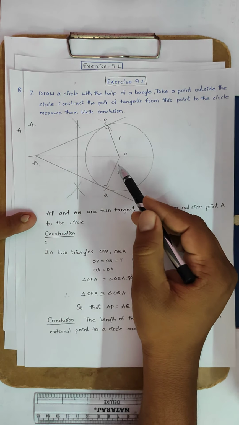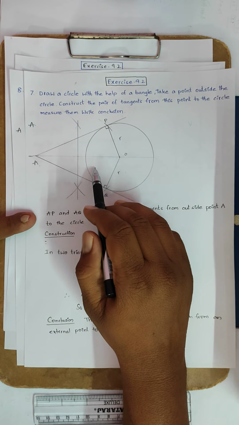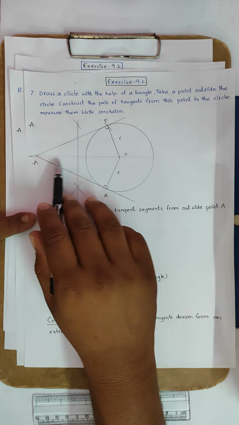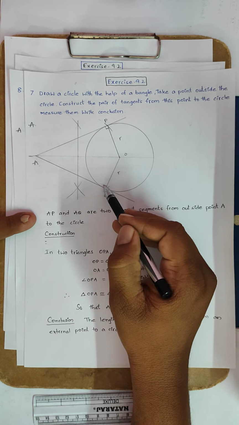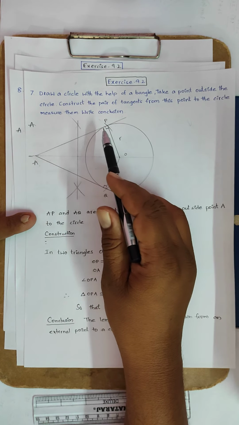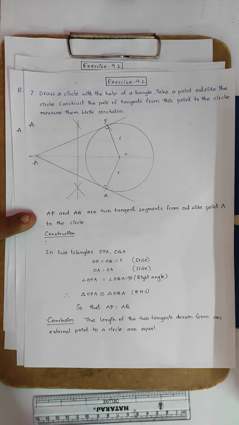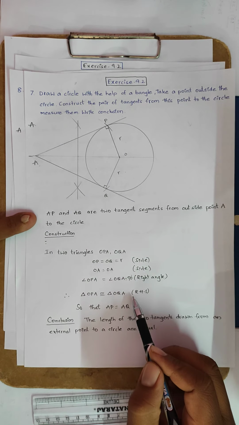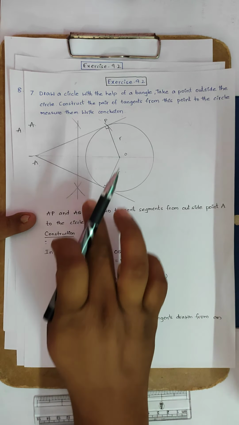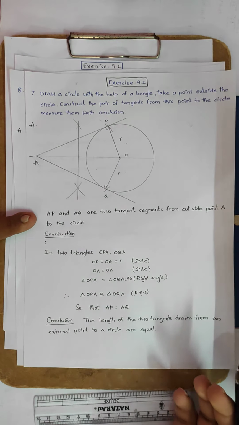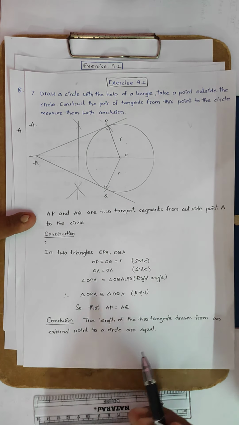In these two triangles the radius is the same, so one side is the same. For these two triangles the common side is OA, so another side is also the same. And at point Q and point P, the angles are 90 degrees, a right angle, so one angle is also the same. By the right angle hypotenuse side criterion, these two triangles are congruent to each other. So AP is equal to AQ.